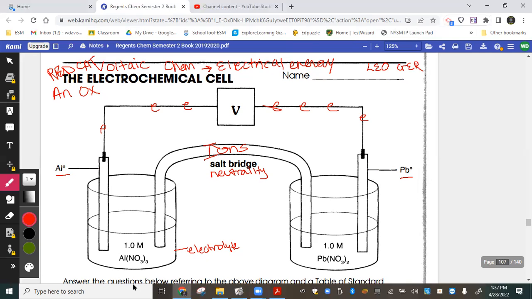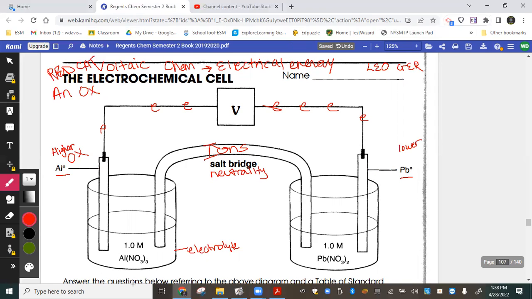So now in order to figure out the anode, we need to identify which metal is higher up on table J. So we're comparing aluminum to lead. So aluminum is the higher metal on table J. And lead is our lower metal on table J. And since aluminum is the higher metal, it is going to be oxidized.